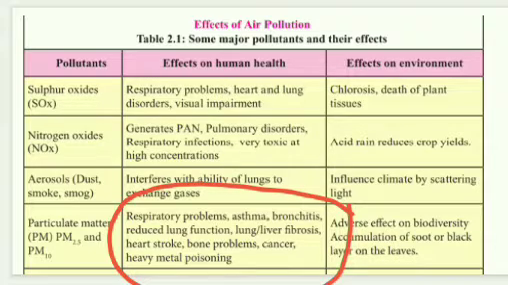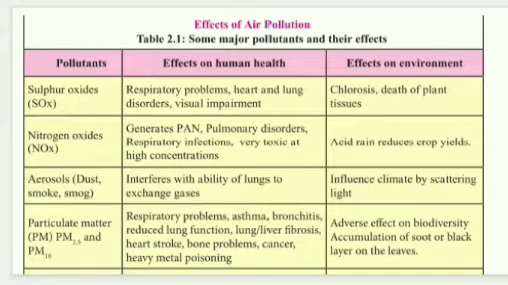So particulate matter can cause respiratory issues. It causes asthma, bronchitis, and reduces lung functioning. It causes lung or liver fibrosis, heart stroke, bone problems, cancer, and heavy metal poisoning. So these are the impacts of particulate matter on humans.